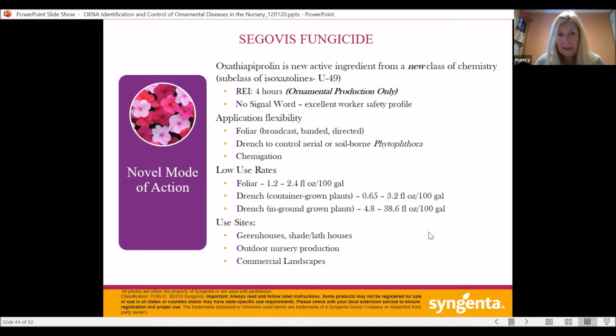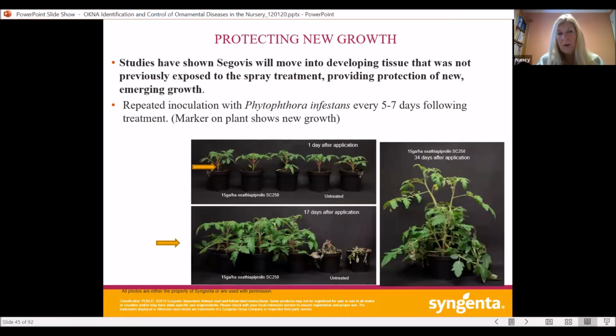It can be used very effectively, and it does have some broad labeling for uses in the greenhouse, nursery, and even in commercial landscapes. Now, one of the interesting features of this fungicide is that it will move upward with sprays. So you don't have to just drench it. If you spray it and you wet the stem, and the stem is a green stem, it will get absorbed and continue to move up and protect the tissue, the new growth that wasn't there at the time that you sprayed it.